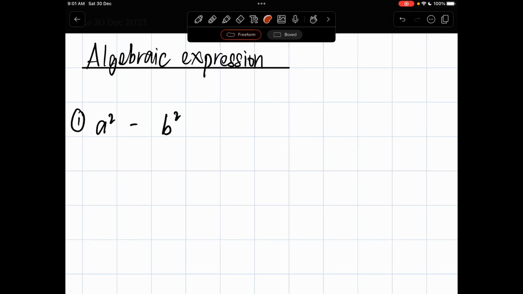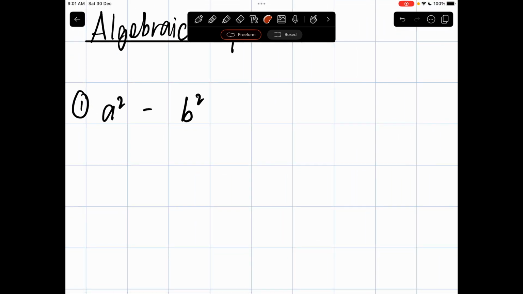Before we dive into the examples and questions, there is one special case that I forgot to mention in the previous video, which I will cover now. This special case is where you have terms such as a squared minus b squared, where both of the terms are perfect squares. It can be numbers or it can be unknowns. So we will see how we solve this.